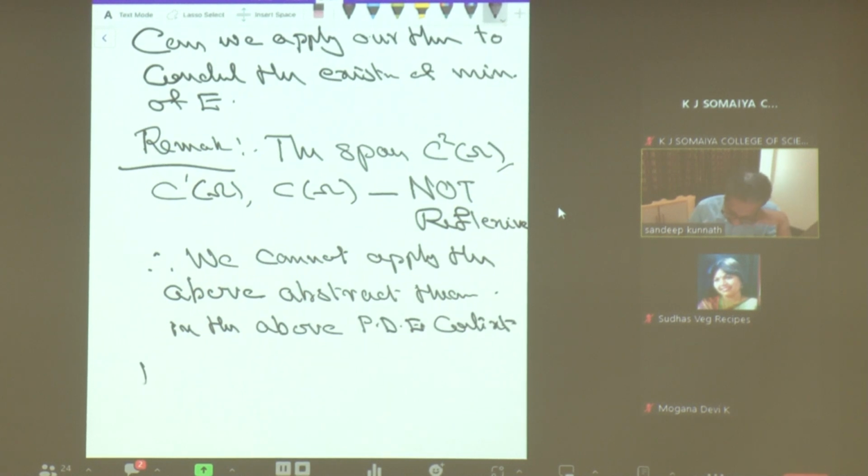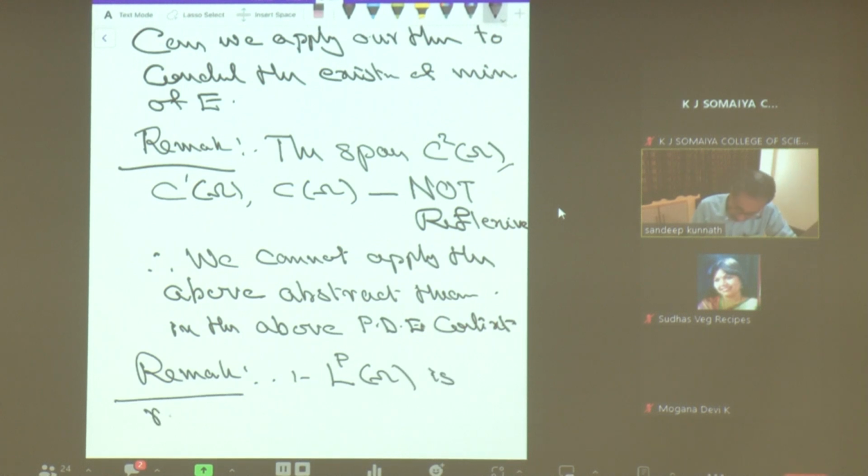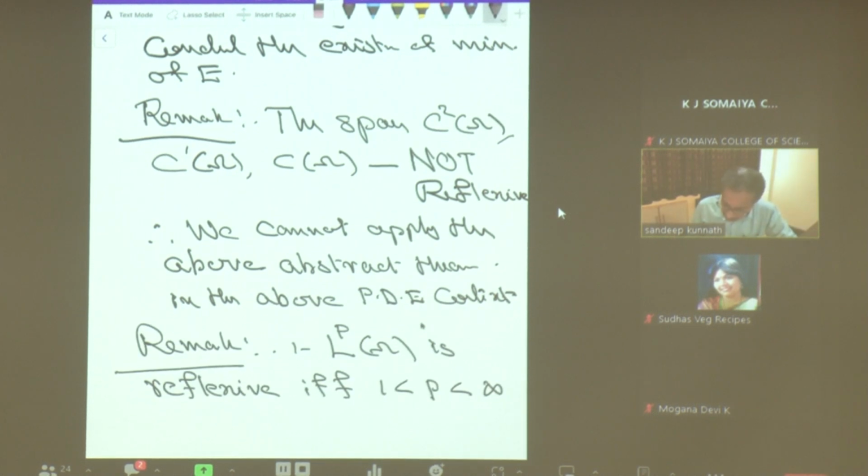So another remark is that this will raise the question, for example, which function spaces are reflexive. The first example is the L^p spaces. L^p(Ω) is reflexive, defined only for 1 strictly less than p less than infinity. For p equal to 1 and infinity, they are not reflexive.